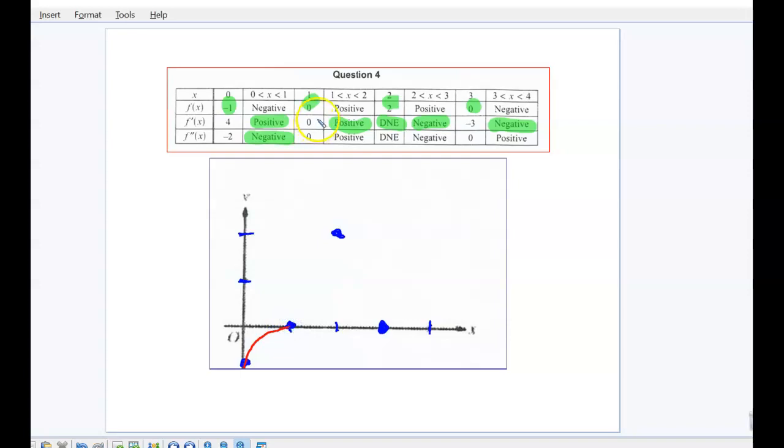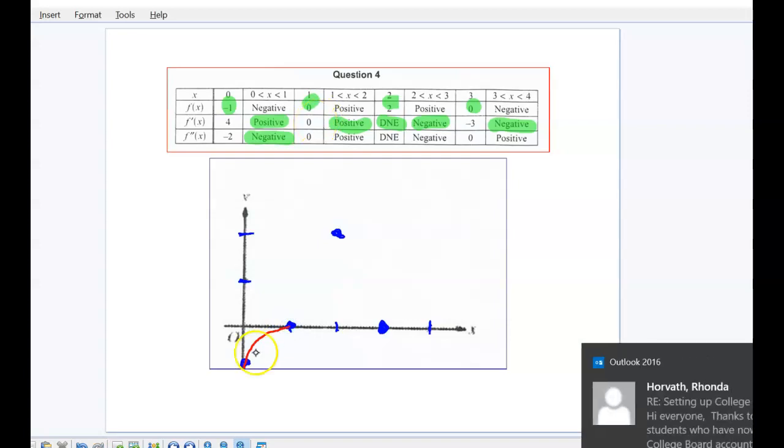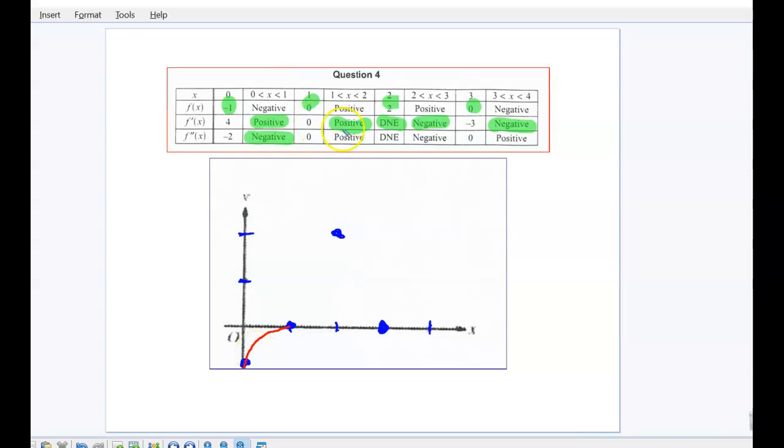And then at 1, the derivative is 0, so there's a horizontal tangent there. And then it's going to be increasing in a concave up fashion. So it's going to be increasing in a concave up fashion till it hits that point. The derivative doesn't exist, so that means it's a sharp corner.